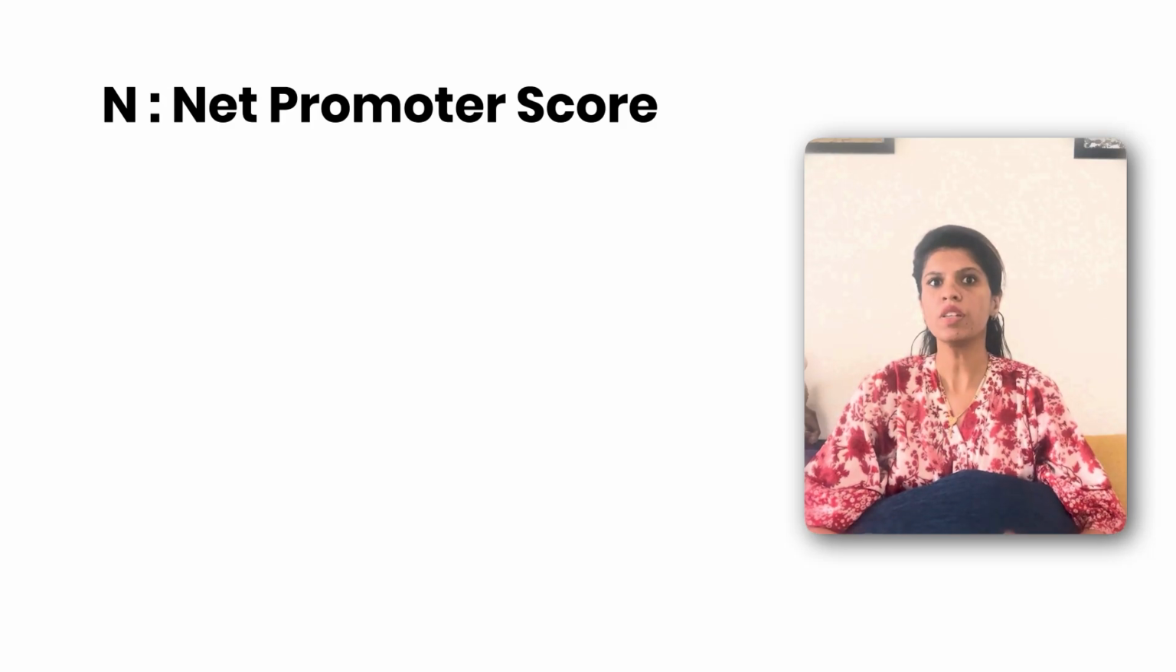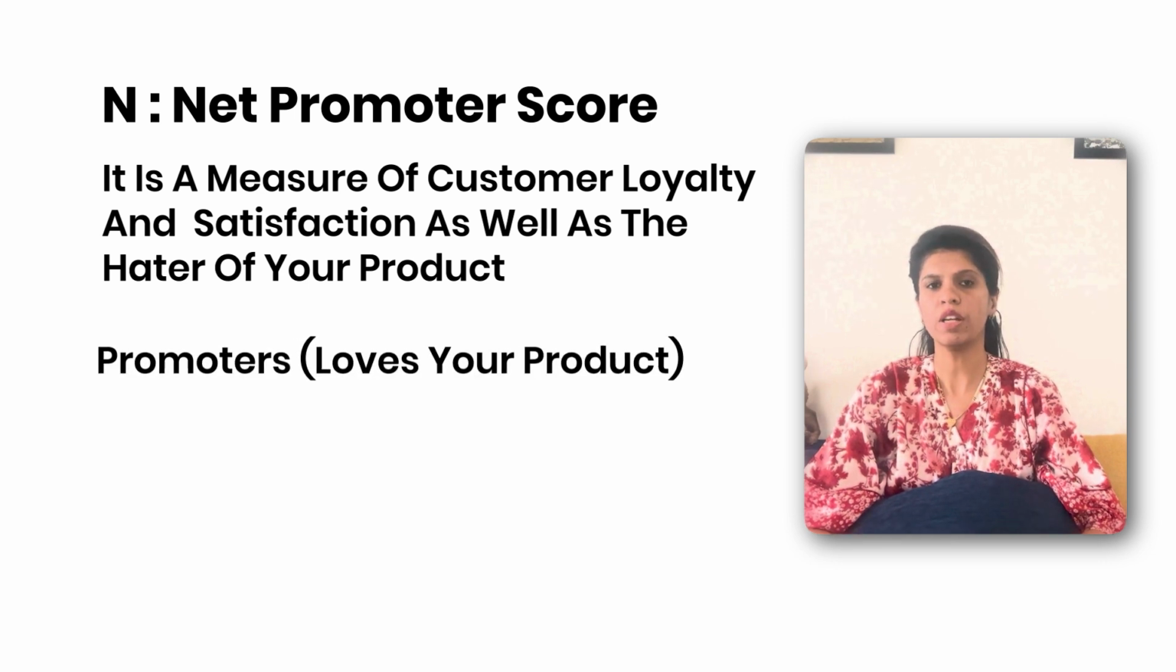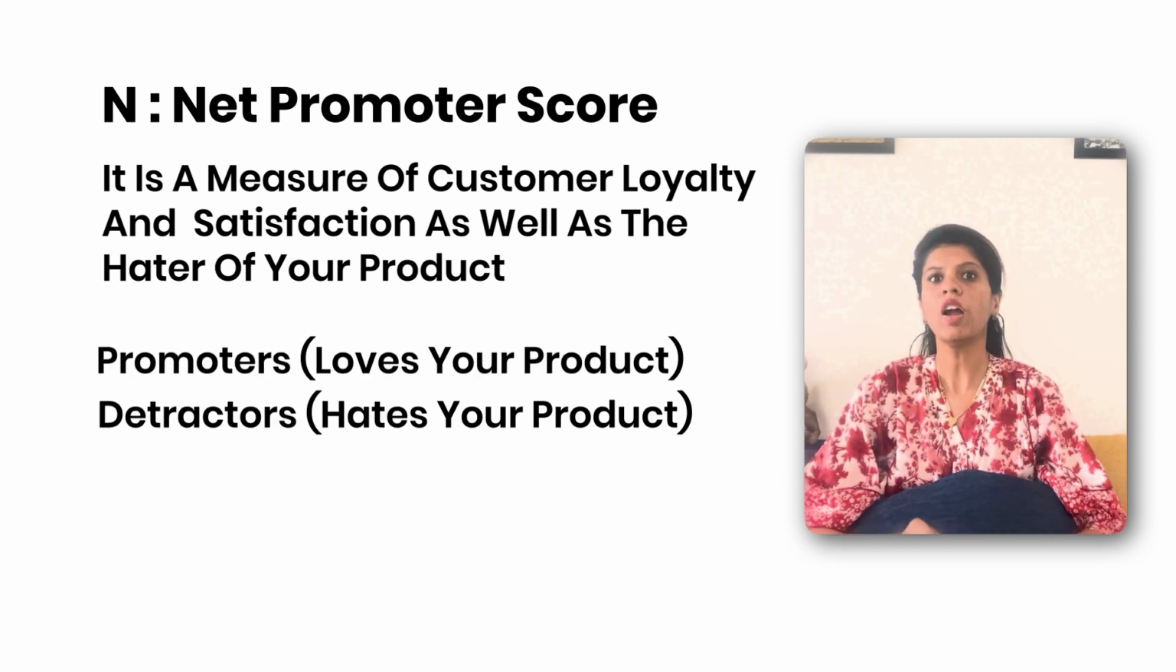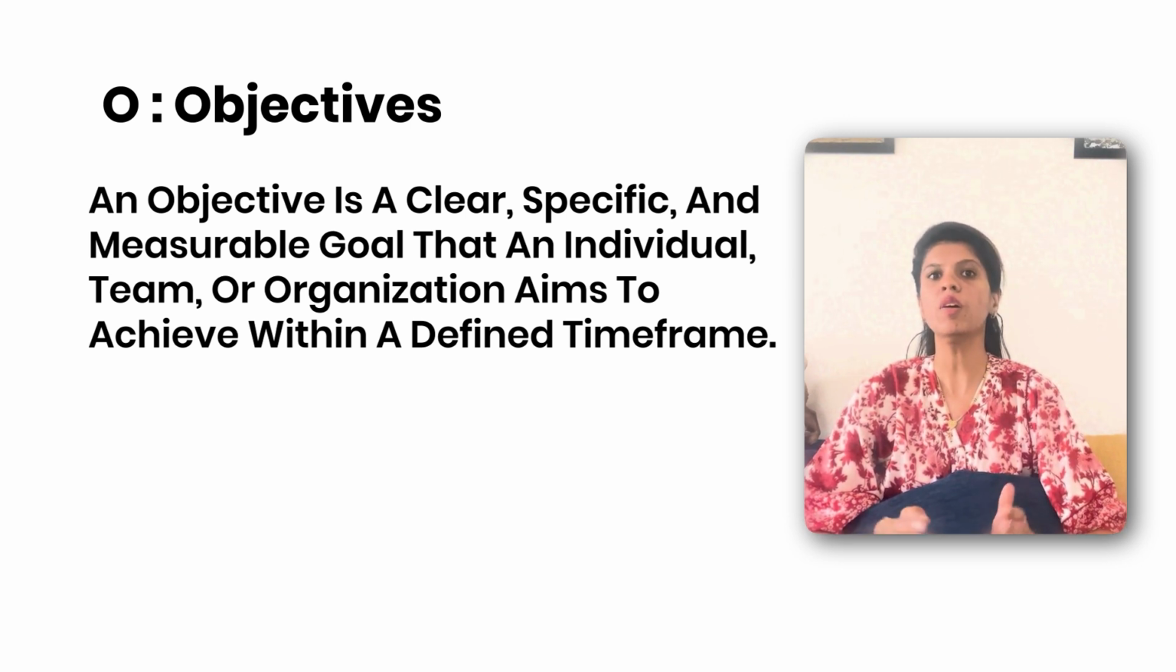N. Net Promoter Score. It determines how many customers are actually liking your product, who are your promoters, and how many of them are actually hating your product, who will be your detractors. Next we have objectives. They are your goals or the leadership milestones, what the company needs to achieve and successfully launch that particular product.